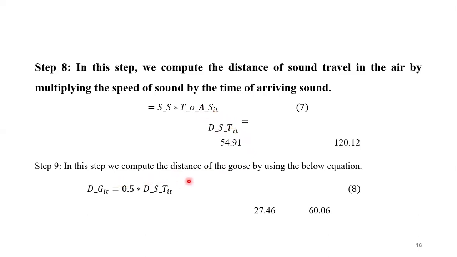Then we have to find the distance of each goose from the leader. We need half of this distance, because the sound goes one way and comes back, so we need half of it. That's why we multiplied by half and multiplied by the distance of sound travel in the air. So these are the values that we found for the goose, for agent number 1, or the first agent.